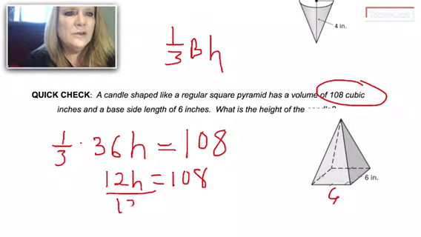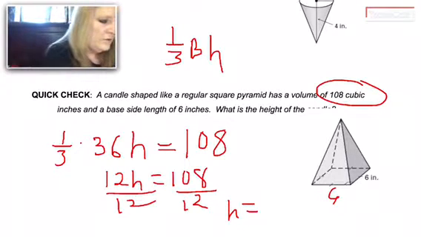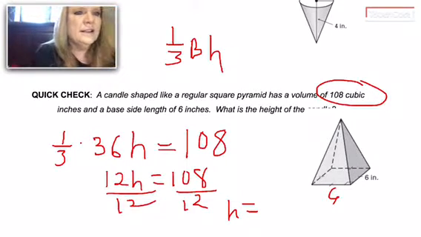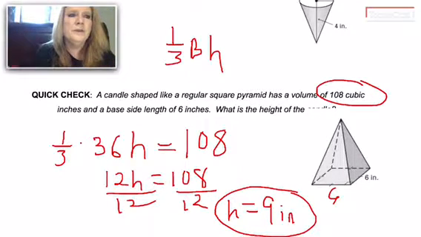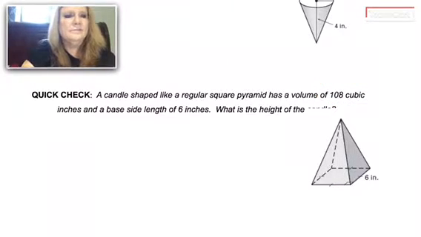And if I divide both sides by 12, I get the height is equal to 108 divided by 12, which is 9. And again, these are inches. So the height of this pyramid is 9 inches. That wasn't too bad. Let's see what we have next.